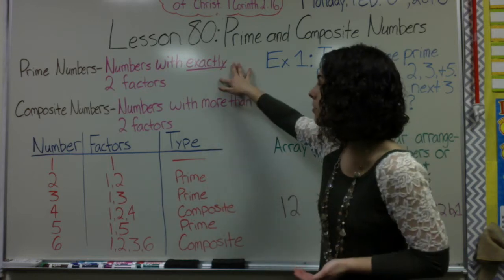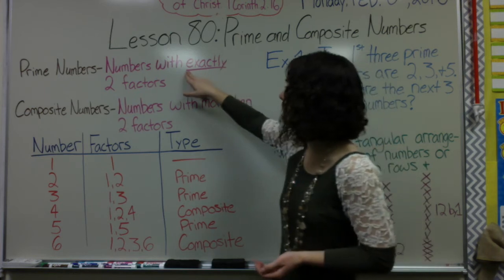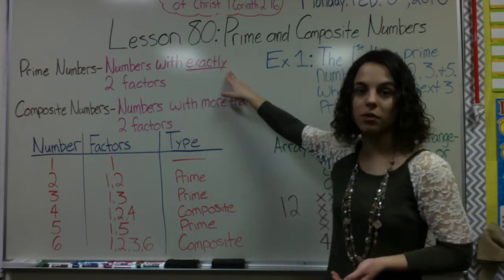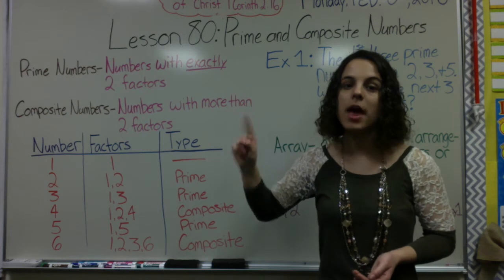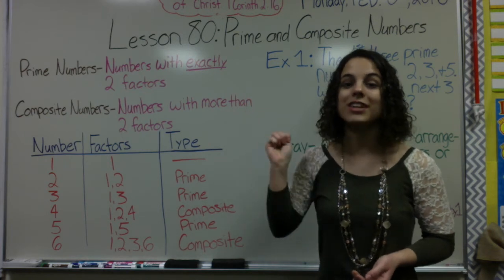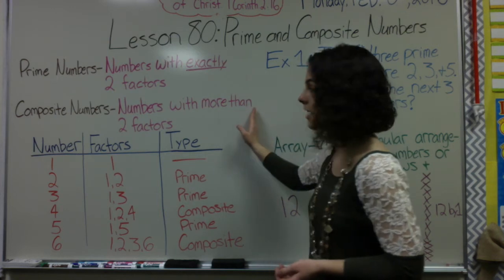Prime numbers are numbers with exactly 2 factors. I underlined the word exactly for a reason. They have to have only 2 factors. They can't have 1 factor and they can't have 3 factors. They have to have exactly 2. So I want you to go ahead and have these definitions written down.